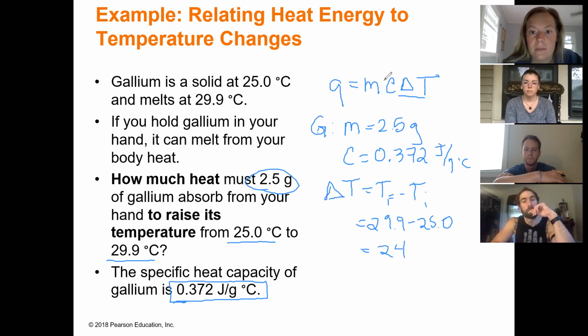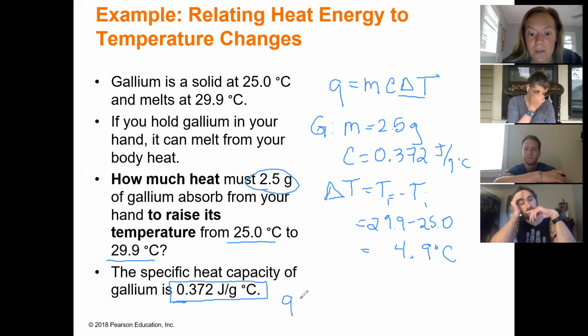Nope. We end up with 4.9 degrees Celsius. So again, I think the toughest thing is going from this to this. But if you write it all out, then it's actually really easy, right? We're just going to plug it into our equation.